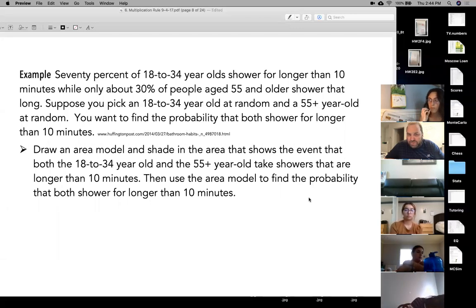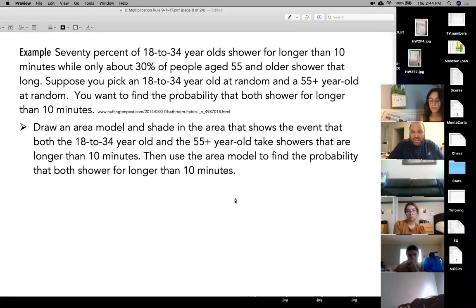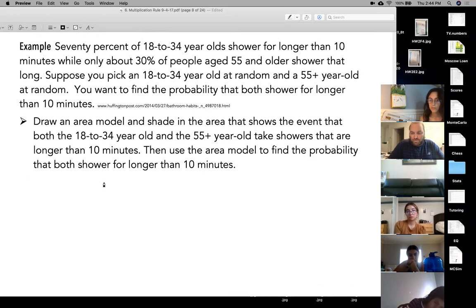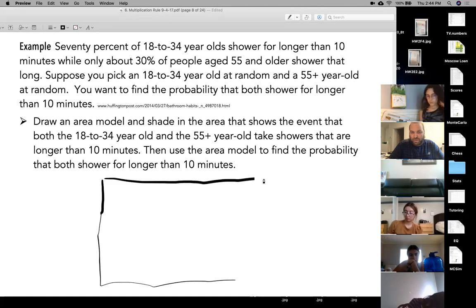Now, if I pick two people at random, one aged 18 to 34 and another who's 55 plus, are those two people independent of each other? Does whatever one does have any effect on whatever the other one does? No, right? So we're going to make an area model. And your area model is probably better than mine. And we're going to divide it.